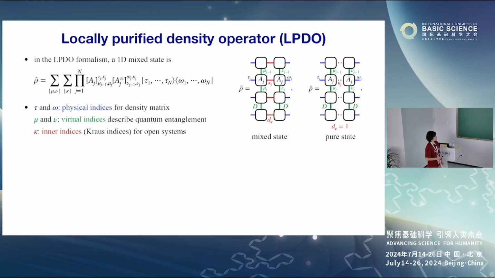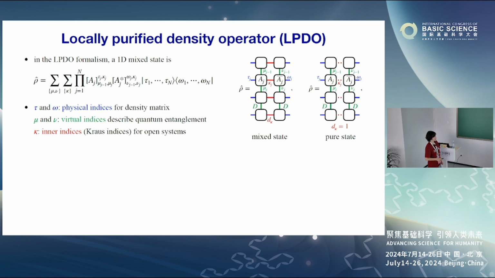We can see this structure more carefully and exactly in this kind of formula. We have three kinds of indices. The blue ones are the physical indices that come from the density matrix, the ordinary physical degrees of freedom. The green ones are like the vertical legs. They actually describe the quantum entanglement. We call them the virtual indices.